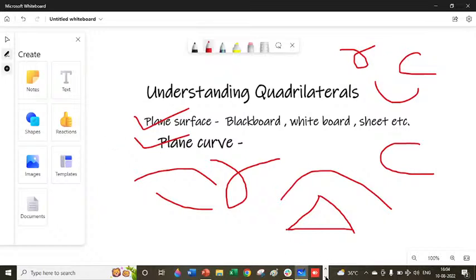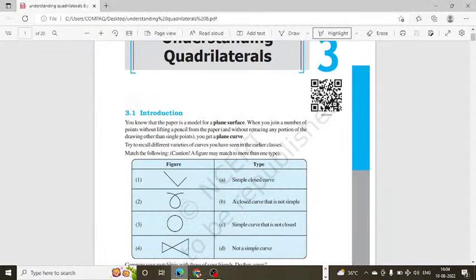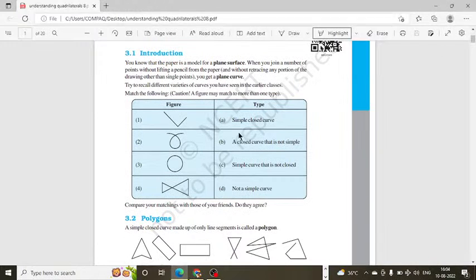Let's now go to the NCERT textbook. Here the introduction of plane surface is given. Let's read that, and from it we will see what we understood. You know that the paper is a model for a plane surface, and when you join a number of points without lifting your pencil from the paper and without retracing any portion of the drawing other than single points, you get a plane curve.